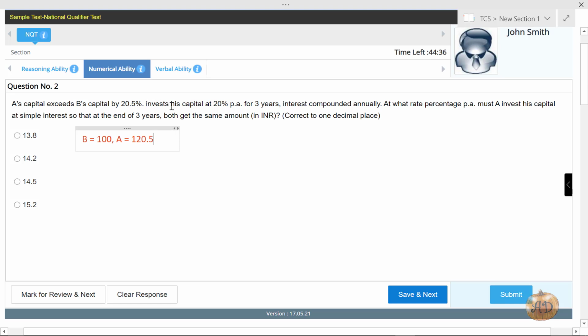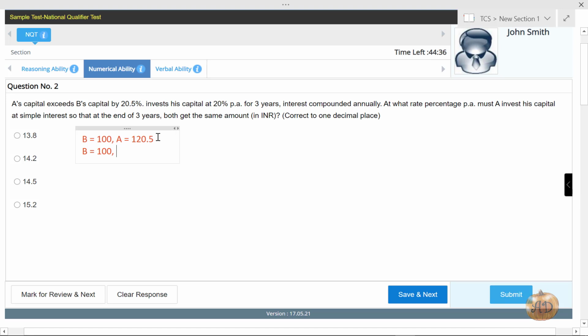Dash invests his capital at 20% per annum for 3 years, interest compounded annually. At what rate percentage per annum must A invest his capital at simple interest so that at the end of the 3 years both get the same amount? Okay, so you can see here it's asking to calculate the rate of capital invested by A. Here it should be B. So it's saying that B invests his capital.